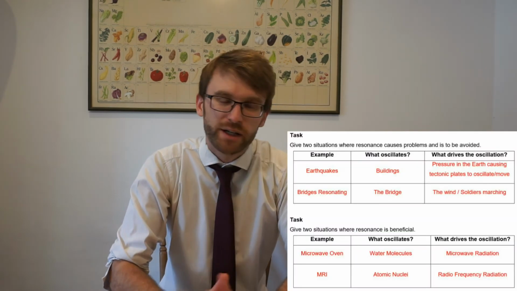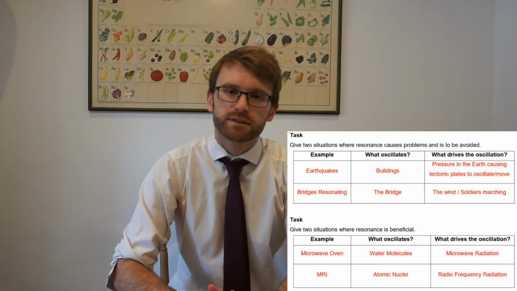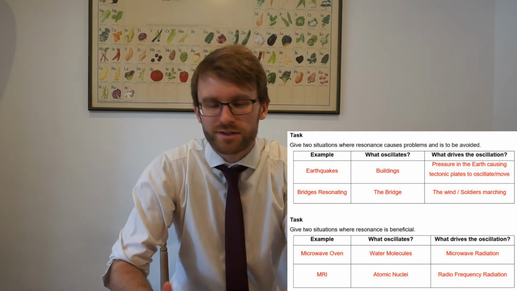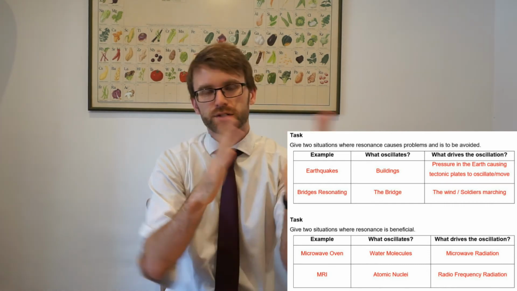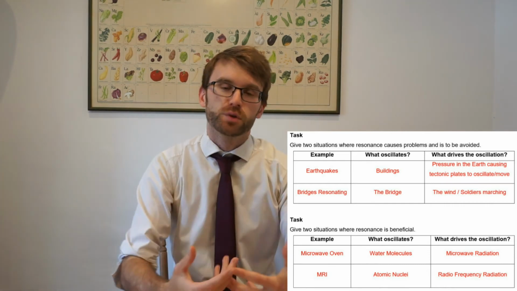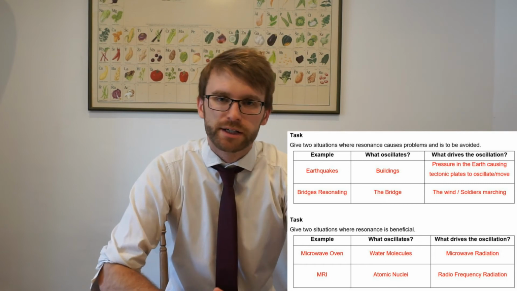We can think of some examples where it causes problems. So the earthquakes, one of the reasons why earthquakes are so damaging is because they cause buildings to resonate. So the earth will oscillate in an earthquake and the buildings will oscillate with it. The earth will force the buildings to resonate at their natural frequency and they'll fall down. Not desirable, and it can be avoided by changing the design of buildings.